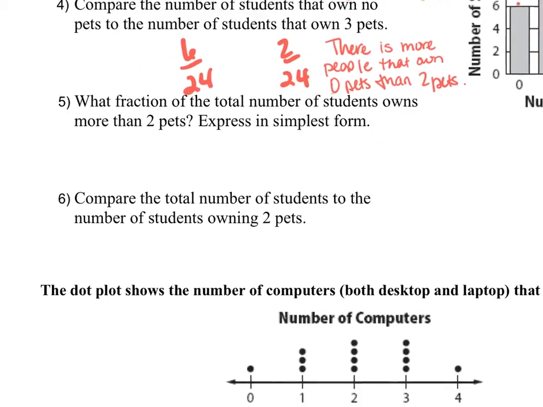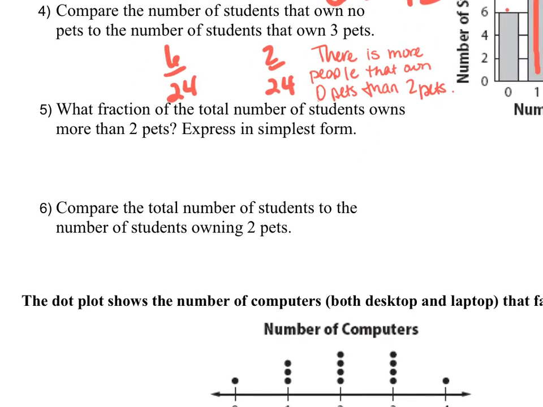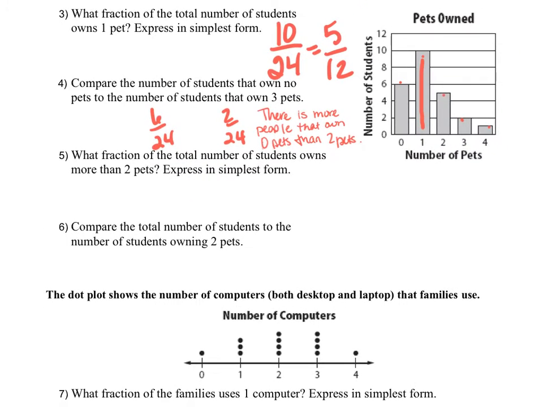Okay. Number 5. What fraction of the total number of students owns more than 2 pets? Okay, so more than 2 does not include 2, so it would include this group right here and this group right here, which is 3 out of 24, and then they want it in simplest form. So what's it going to be? 1 over 8.